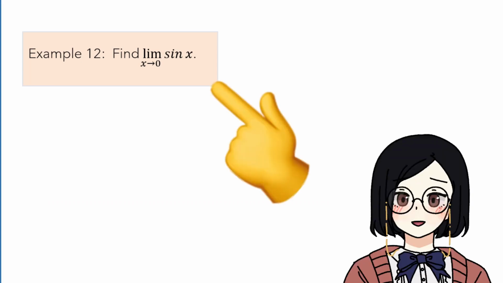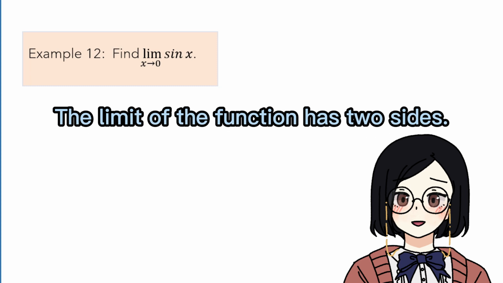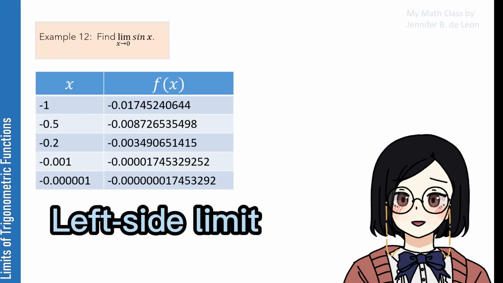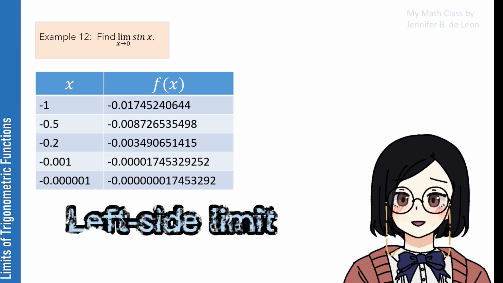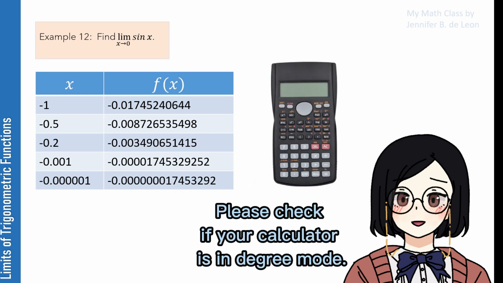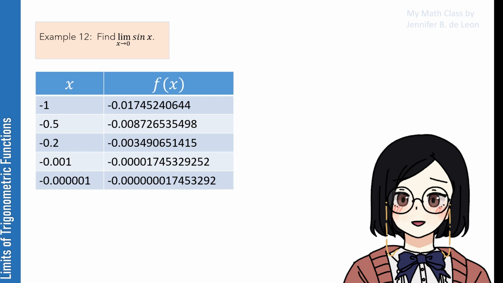Find the limit of sine x as x approaches 0. Note that the limit has two sides, which means that we can approach 0 from the left and from the right. Working on the left side, we choose values coming from the left of 0 and evaluate sine x. Make sure that your scientific calculator is in degree mode to get the values presented in the table.